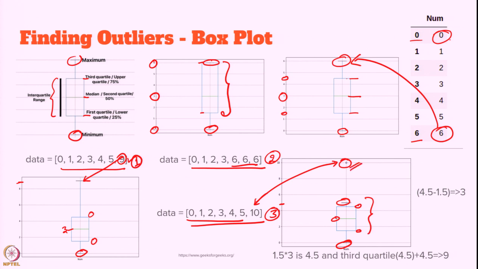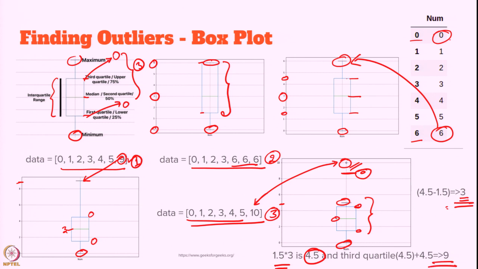How did it get flagged? How to calculate it is, you just take the interquartile range. This is the third quartile, this is the first quartile. You take the values 4.5 and 1.5, you will get the range, that is 3. Now you got the value 3. From that, you multiply by 1.5, you will get 4.5. So if you add 4.5 to the third quartile, it goes till 9. So it goes till 9, you can see here.